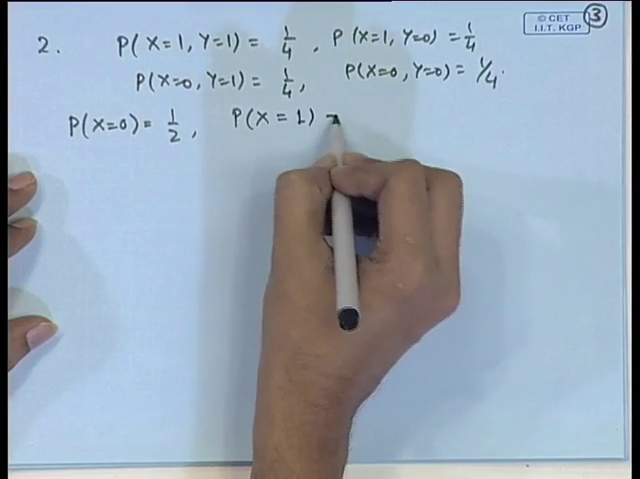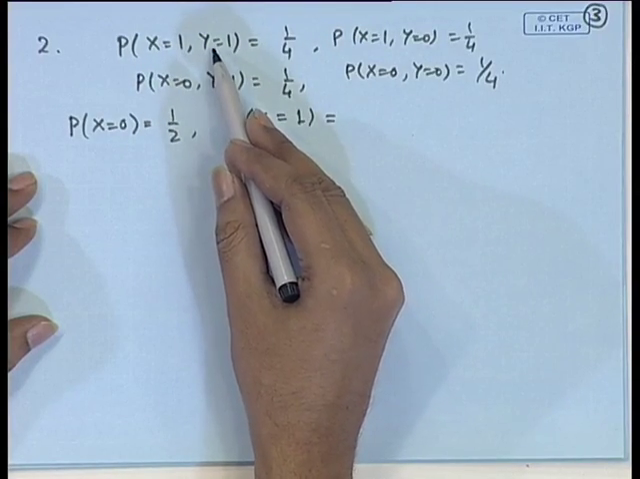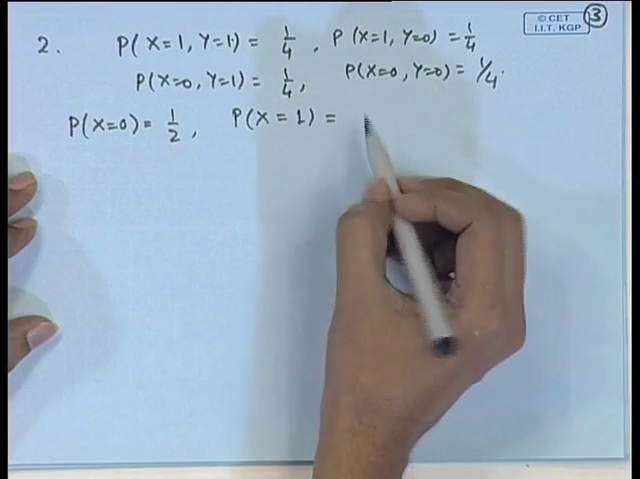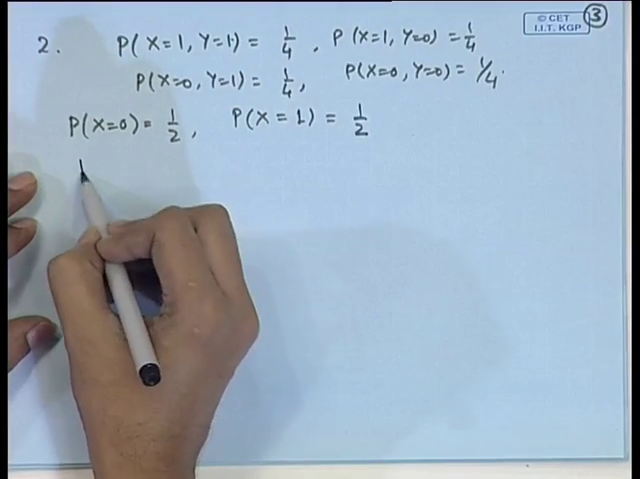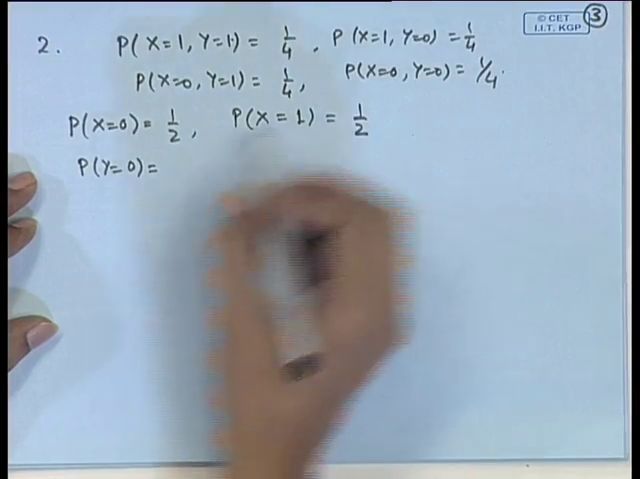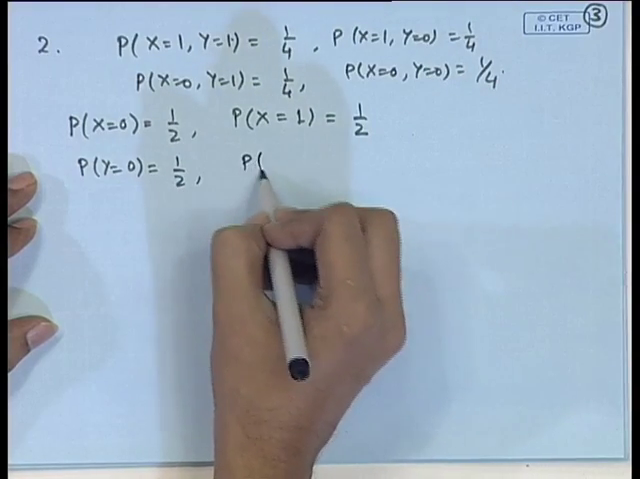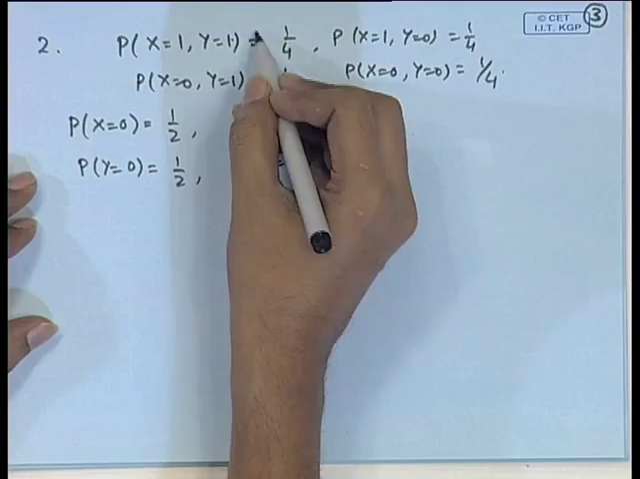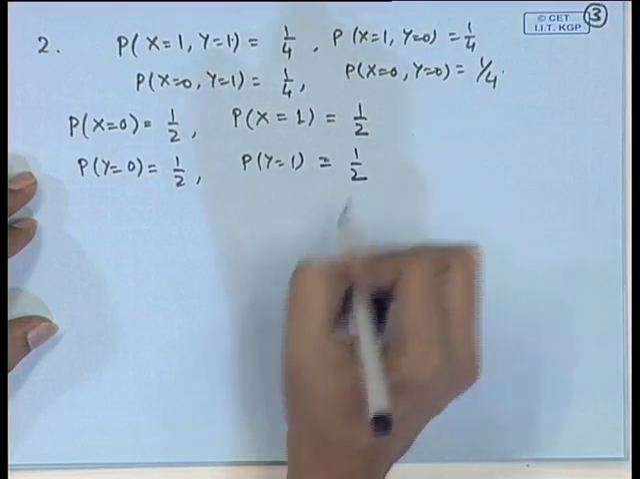Probability x equal to 1, in a similar way, is equal to the sum of these two probabilities, again it is half. If we look at probability of y equal to 0, that is the sum of these two probabilities, that is half, and probability of y equal to 1, that is the sum of these two numbers, that is again half.